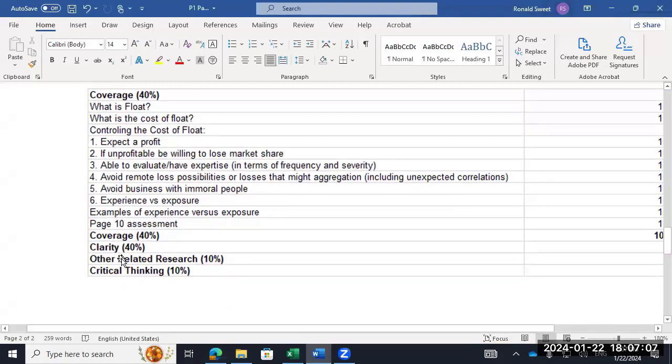And then I say other related research here and critical thinking. So here 10% is: Google Warren Buffett and float, and find something more recent that he said. There's plenty of stuff, find an article about that. Look up something on experience versus exposure, find something. I'm not saying it's a research paper. Find some article that gives you some insight into what he's saying, maybe a little more current than what's going on here. Okay, so don't forget that one's there.